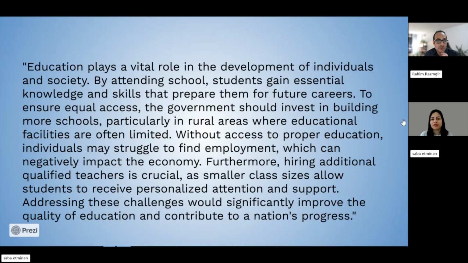By attending school, students gain essential knowledge and skills that prepare them for future careers. To ensure equal access, the government should invest in building more schools, particularly in rural areas where educational facilities are often limited. Without access to proper education, individuals may struggle to find employment, which can negatively impact the economy. Furthermore, hiring additional qualified teachers is crucial, as smaller class sizes allow students to receive personalized attention and support. Addressing these challenges would significantly improve the quality of education and contribute to a nation's progress.